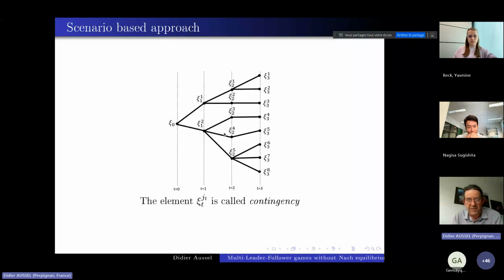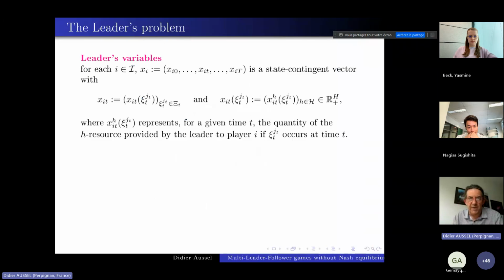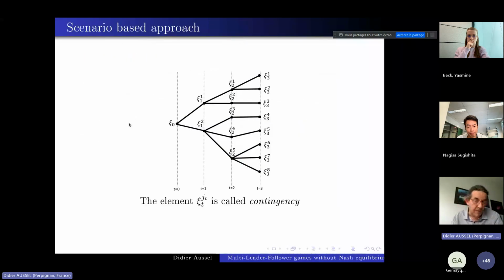Using the term of contingency. So what's happened is that the leader has a state contingency vector, right? And the followers have some resources, some kind of goods, if you want. And you have something here: this is the state of the world at iteration t, at time t, if you want. Everything depends on the state of the world, as you understood from the tree.